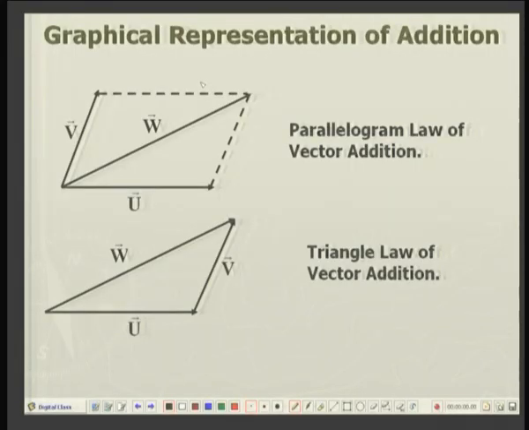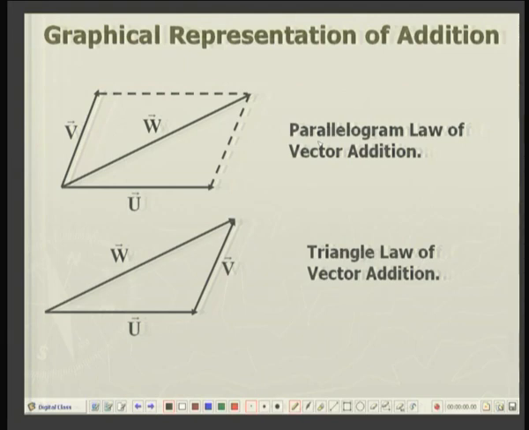Next we look at the addition operation graphically. Suppose a vector u is given here and a vector v is given over here. Now the sum of these two vectors can be obtained by first drawing the vector u and vector v and completing the parallelogram, that is, this line is parallel to the v vector line and this line is parallel to the u vector line, and you join the diagonal, which will represent the sum vector w. This is called the parallelogram law of vector addition.